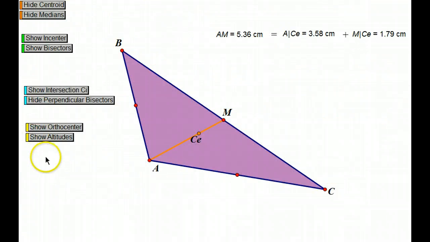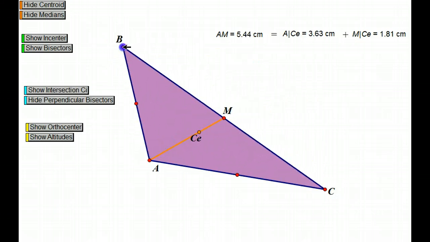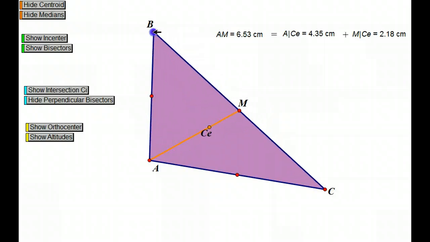Now let's take a look at the property of a centroid. As we can see here we have a median, and here we have the centroid from earlier cases. The length of the median, AM, in this case is 5.36. But that length is made up of the distance from A to CE, which is 3.58, added to the distance from CE to M. And as I change this triangle, those values are changing.